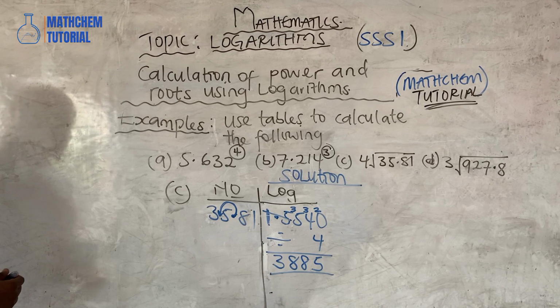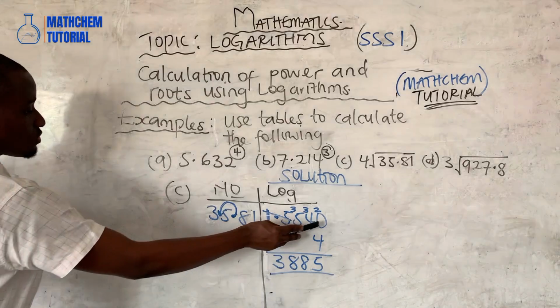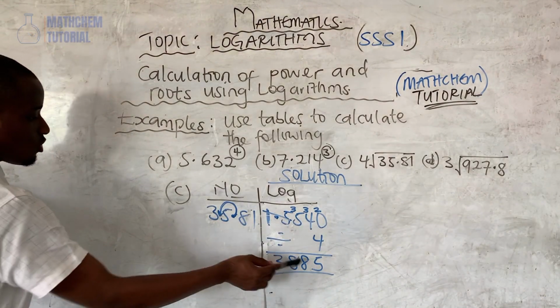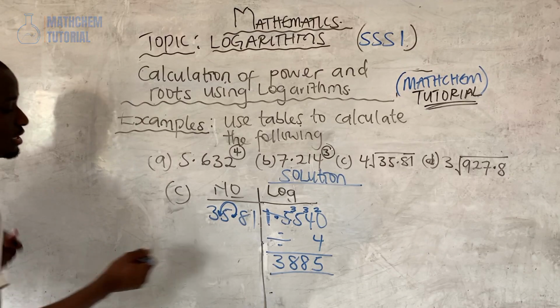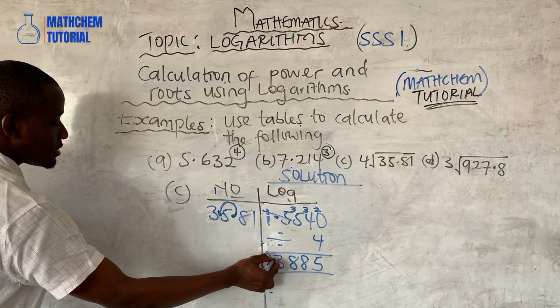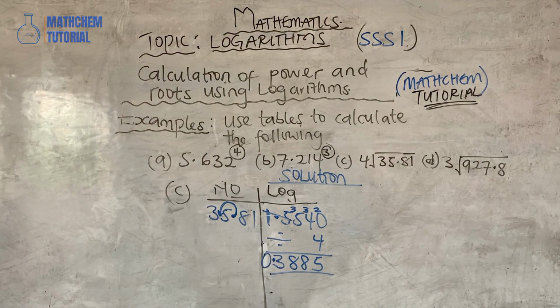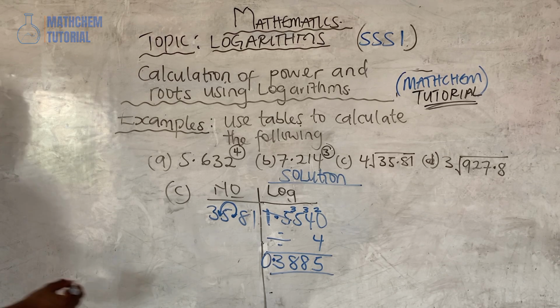So after that, where am I going to put my decimal point? Remember, you count 1, 2, 3, 4. You have 4 here. Then you come here again and say 1, 2, 3, 4. So you put your decimal point here, 0 point. So now I have it as 0.3885. If I divide 1.5540 by 4, I have it as 0.3885. So the next thing is to look for the antilog.